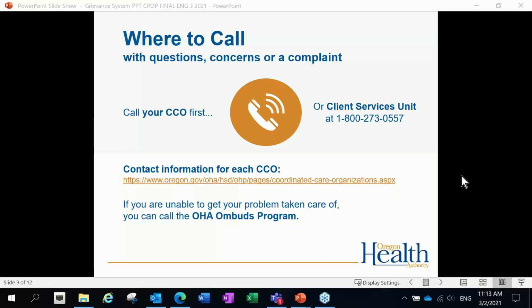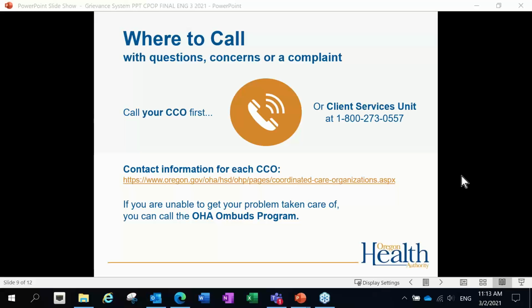Where to call with questions, concerns, or a complaint. So the first door should always be your coordinated care organization, if that's who you're enrolled with. Coordinated care organizations, or plans, some folks know them as a plan, are different ones: PacificSource, Columbia Pacific, Trillium, Health Share of Oregon, Eastern Oregon Coordinated Care Organization, Jackson Care Connect, and so that's just to name a few. Again, they cover different regions of the state.